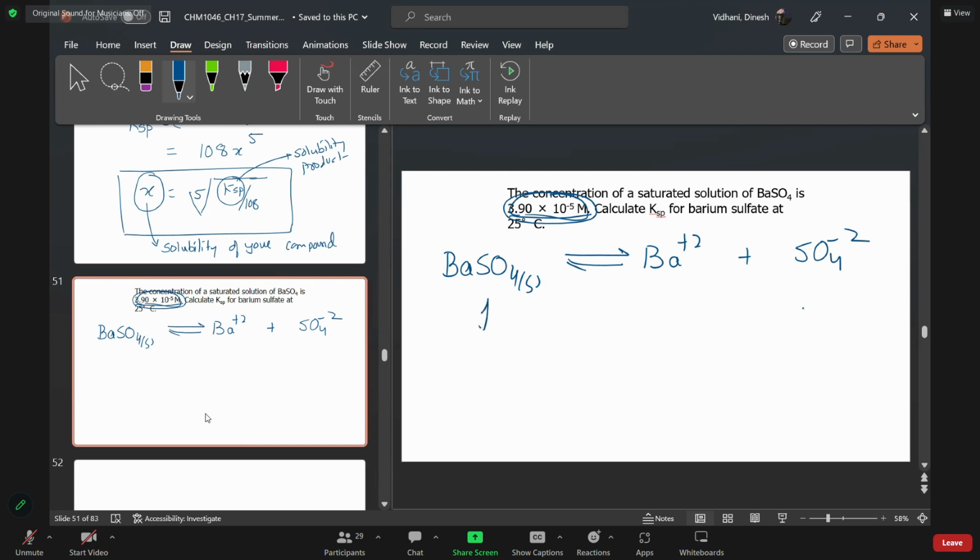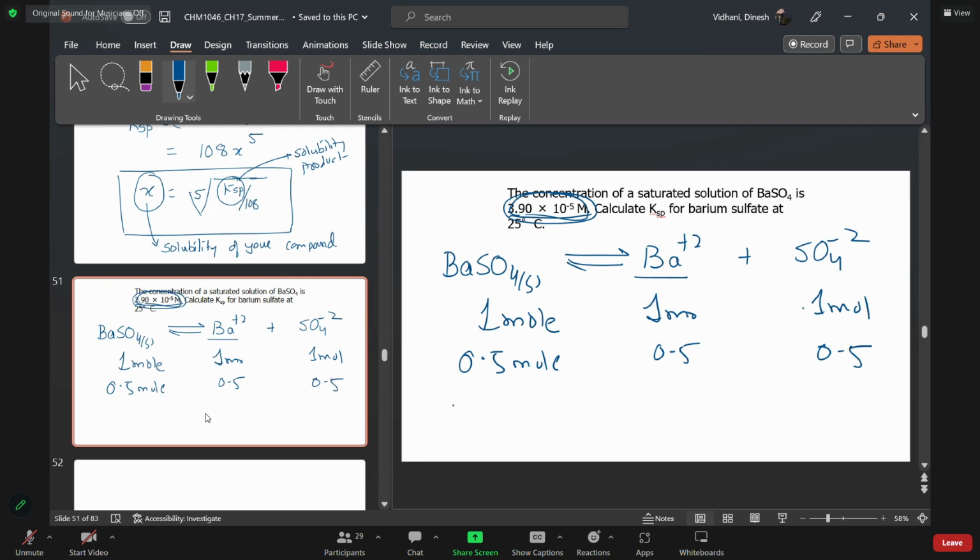So if 1 mole disintegrates in water, how much barium ions will you get? 1 mole and 1 mole. If I have half mole, if that splits in water, then what happens? You get half mole of this and half mole of that. So if 3.9 × 10^-5 disintegrates in water, what would you get? 3.9 × 10^-5 of barium ions and 3.9 × 10^-5 for the sulfate ions. All of you agree with that? Do you see how I'm writing the ratios?